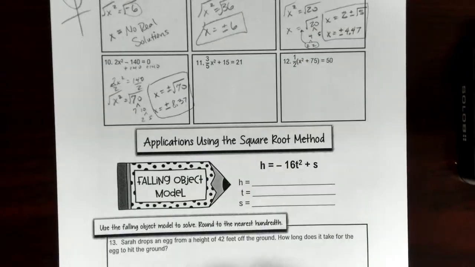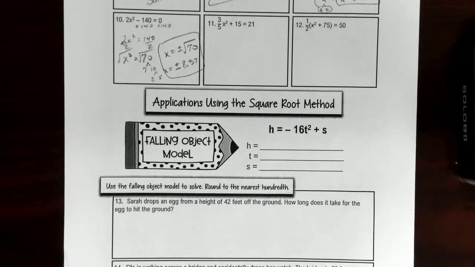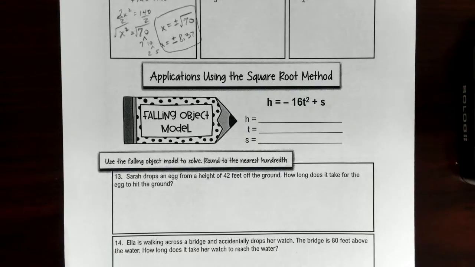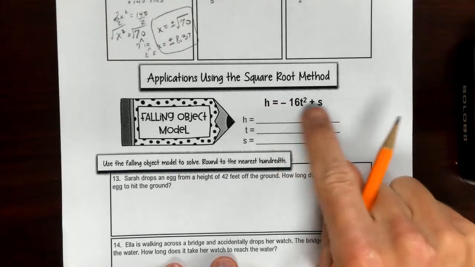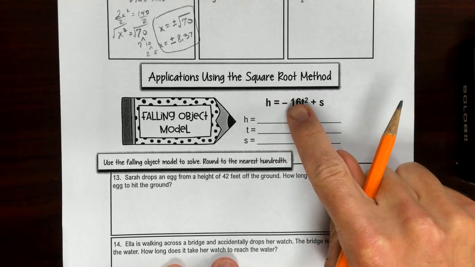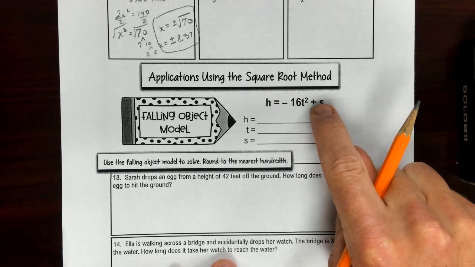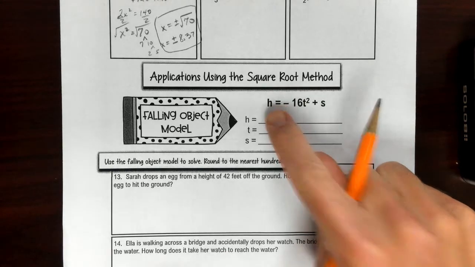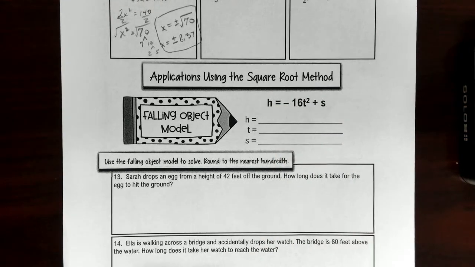Alright, so now let's look at a word problem that involves our square root method. So we have what we call the falling object model. This is what we denote as basically gravity, right? The equation for gravity: negative 16t squared plus s is equal to h. Okay, now what is h, what is t, what is s?